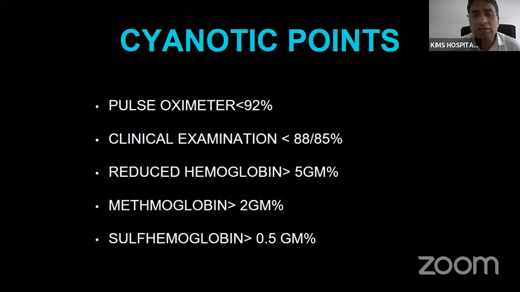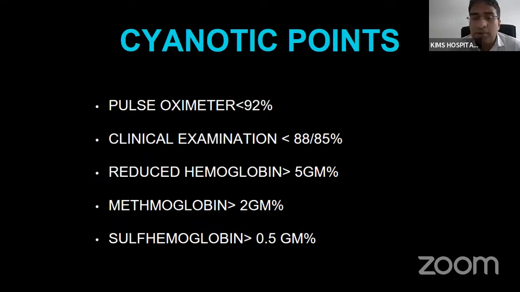So there are some points. This is a very common question, and a very important thing. What are the cyanotic points? Cyanotic points are the criteria where the cyanosis appears. In pulse oximeter, whenever saturation is less than 92%, that means cyanosis is present. In clinical examination, between 85-88% in the presence of normal hemoglobin, you may be able to see the cyanosis clinically.